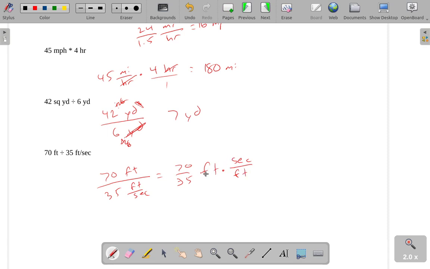And, well, the nice thing about this is because now this foot is in the numerator, that foot is in the denominator, so they can cancel. 70 divided by 35 is 2. We end up with 2 seconds. So, kind of what's going on here, if we wanted to travel 70 feet, and you're traveling 35 feet per second, it would take you 2 seconds to travel that distance.